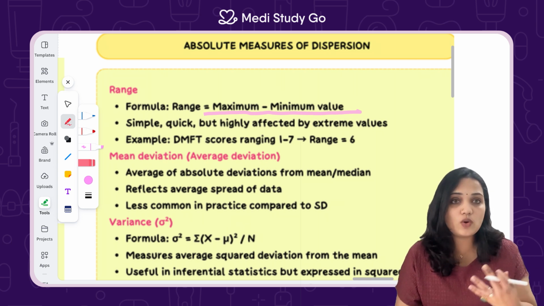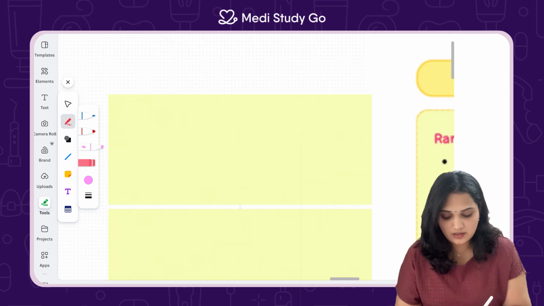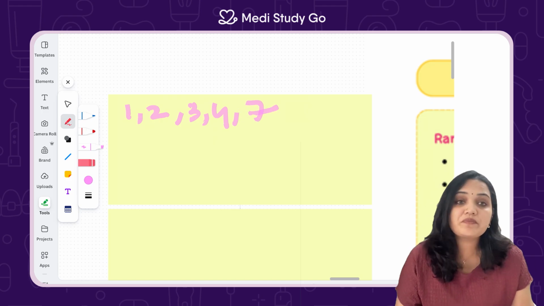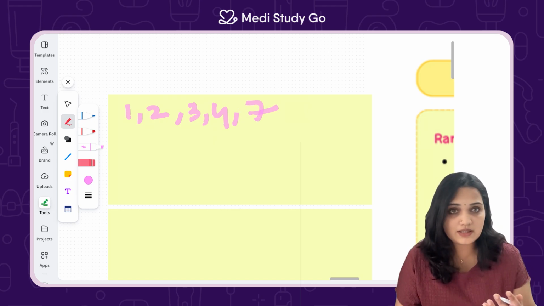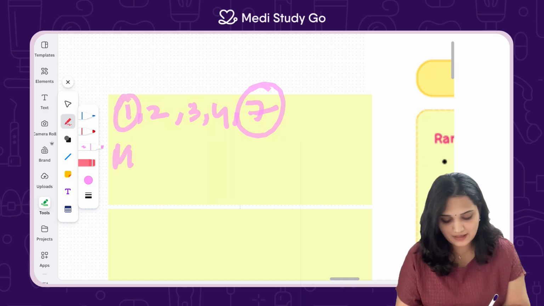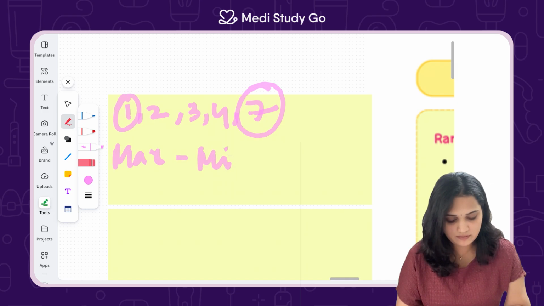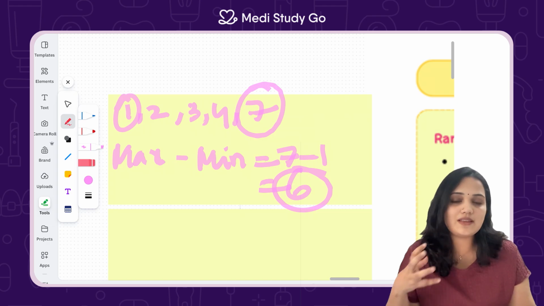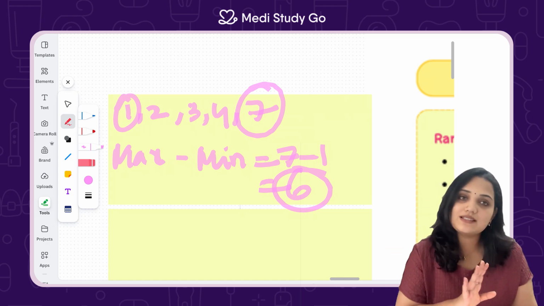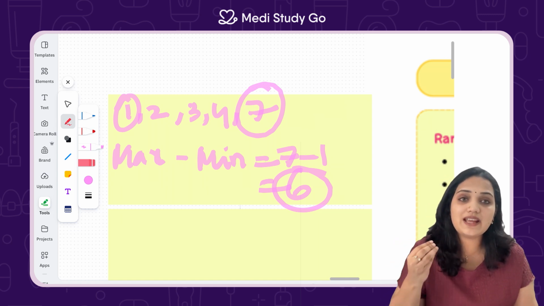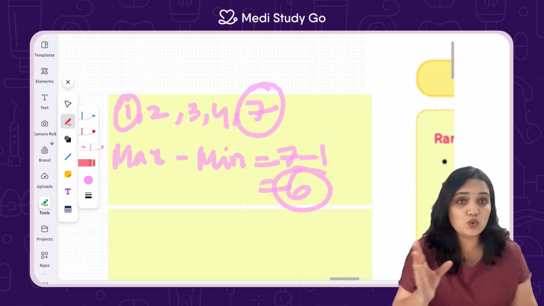So, for example, if your DMFT score set was 1, 2, 3, 4, and say 7, the maximum here is 7 and the minimum is 1. So, maximum minus minimum, that is 6. Our range in this data set is 6. Okay. But what does this mean? It means that your data is spread across 6 units.